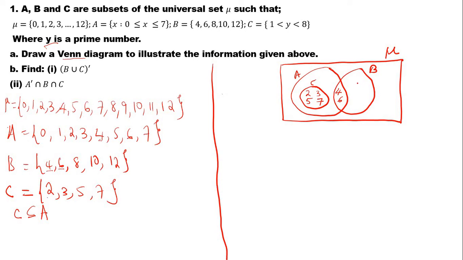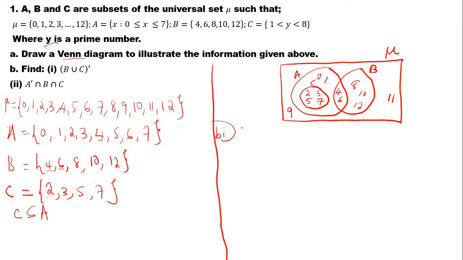So let me finish B. I have 8, 10, and 12 remaining. And then for A, I'm having 0 and 1 remaining. But we still have some elements in the universal set that are not in ABC. So let me figure it out. I have 0 here. 1, 2, 3, 4, 5, 6, 7, 8, 9 should be here now. 10, 11, let me put it here. So we are done. Alright, so let's answer the first question in B.